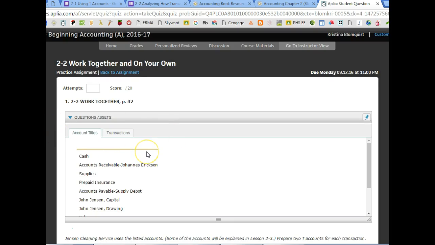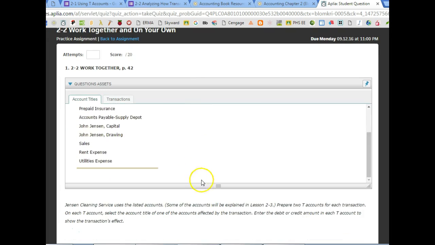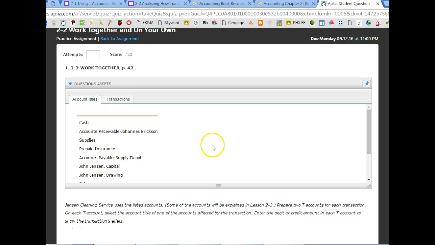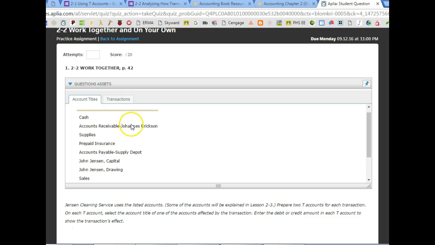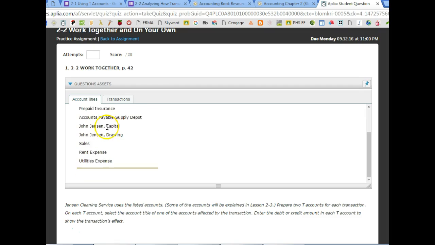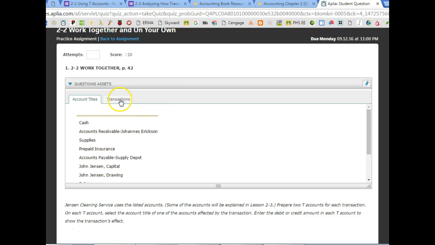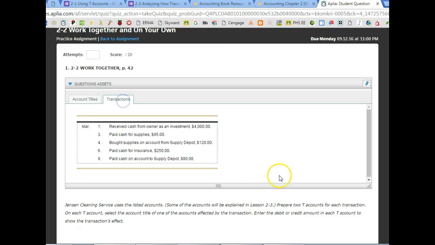And what you can see is that I have two separate tabs up here at the beginning that show me the account titles that I can use. We previously talked about this as a chart of accounts. So these are the accounts that this business is currently using. And then I'm going to be analyzing some transactions that happened in March and determining what accounts are going to be impacted by these transactions.